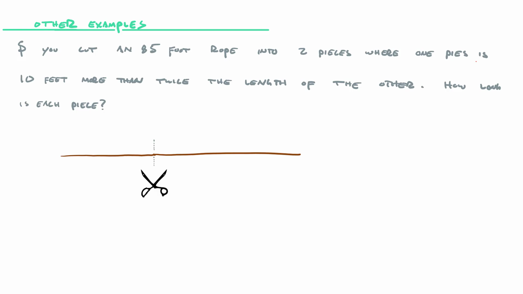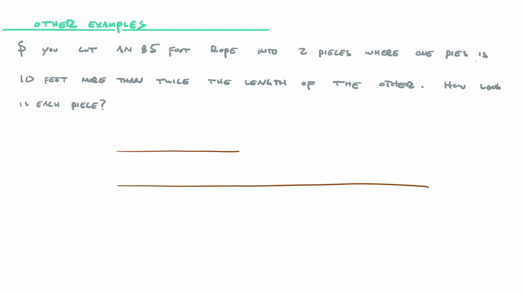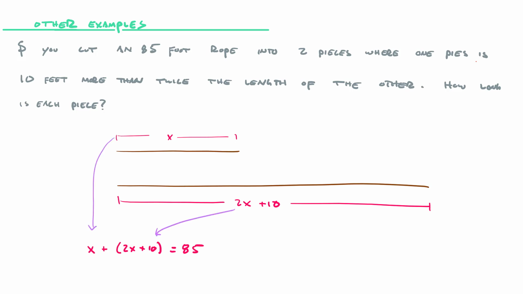Okay, so essentially we've got a rope. We're going to cut this thing, where one piece is 10 feet longer than twice the first piece. So if the first piece has a length of X, the second piece has to be 10 plus twice X, or 2X plus 10. It's 10 more than twice the length of the first one. Now we know that when we add these 2 pieces together, we should get 85 feet. So I'm going to do that: X plus 2X plus 10 should be 85 feet.